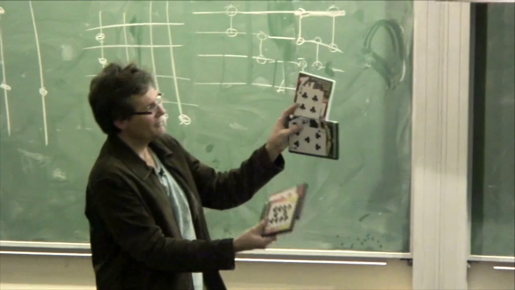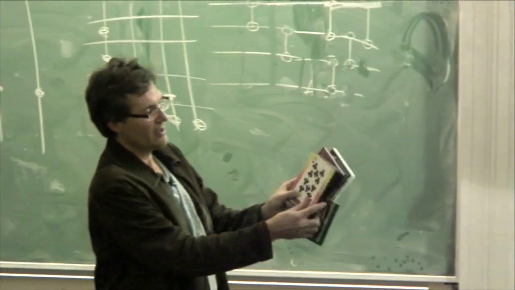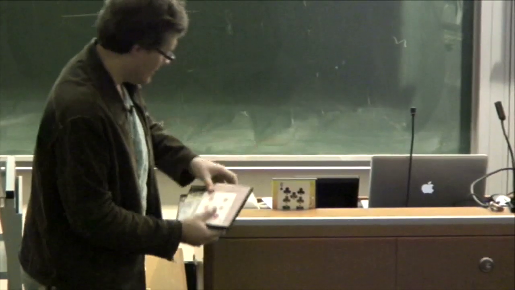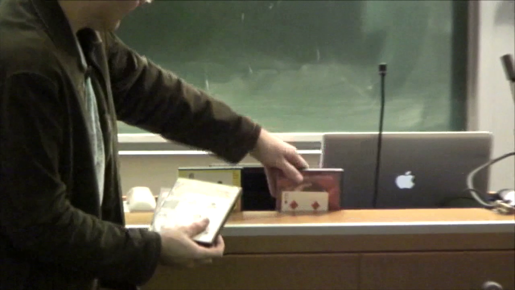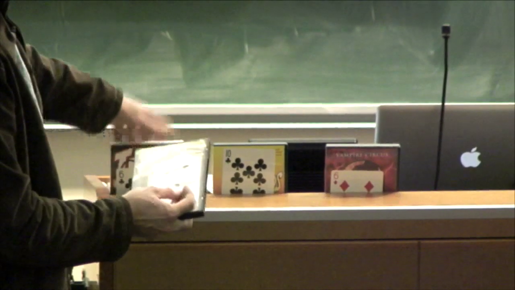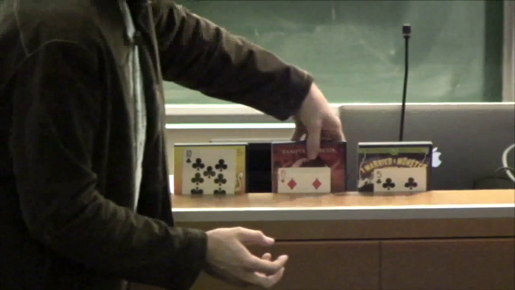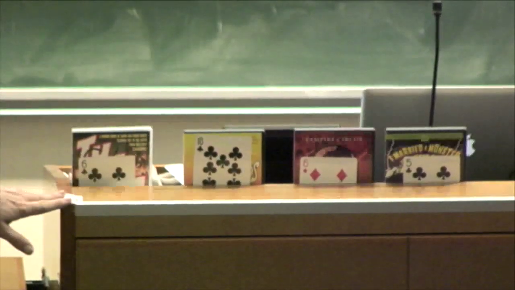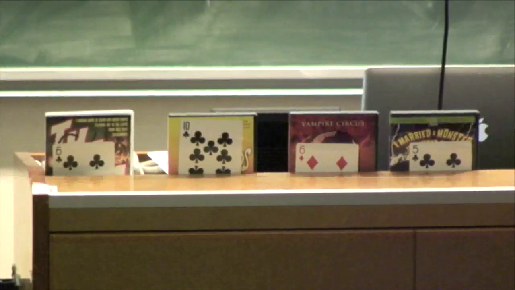5, 6, 6, and 10. Let's suppose they're arranged like this: 10, 6, 6, 6, and 5. And I want to sort them into ascending order. Can everyone see that? Which 6 comes first?